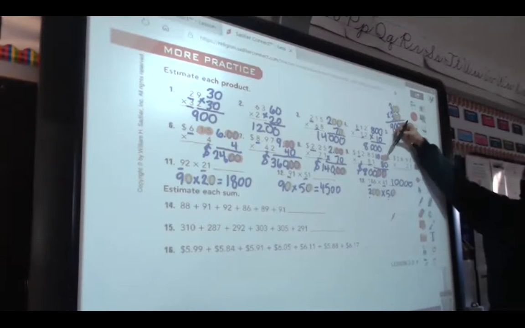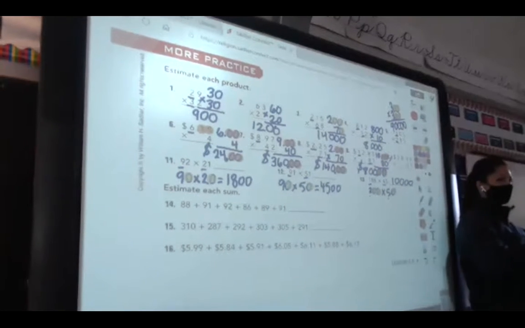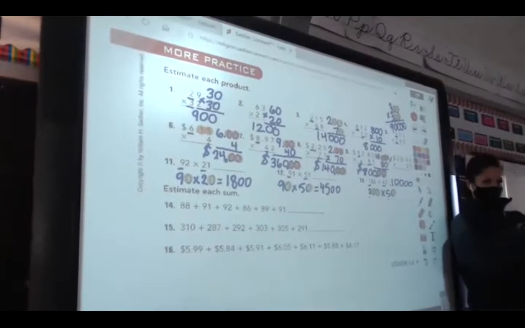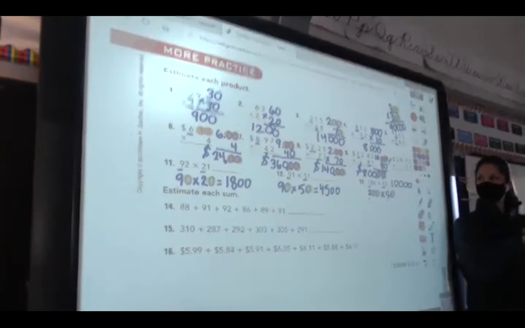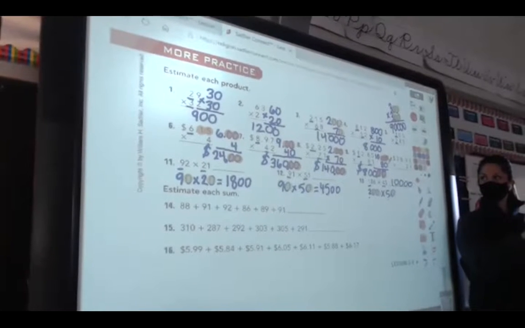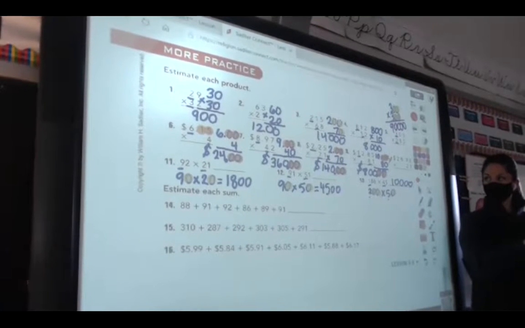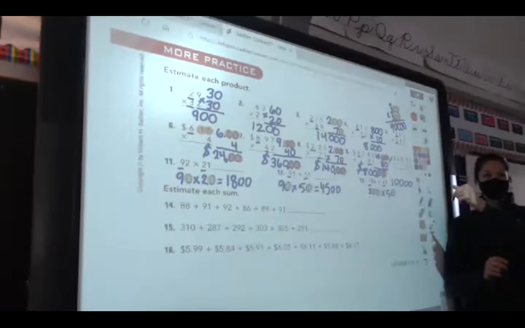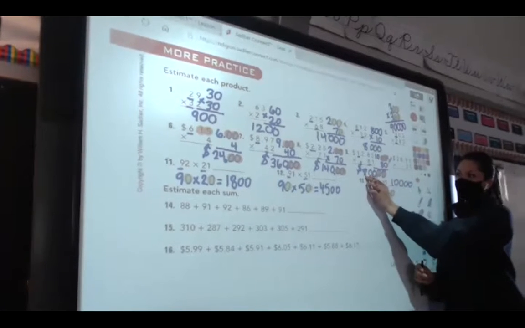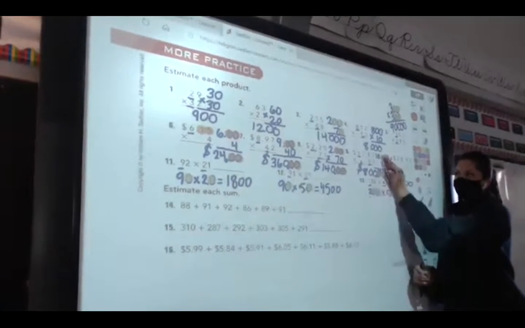How many zeros, Trevor? 1, 2, 3, 4 zeros, but 2 of them are decimal zeros. Okay, and 2 of them are whole number zeros. You were doing 10 times 8, I think, which you can do. 10 times 8 is 80. 1 extra whole number zero, 2 decimal zeros.